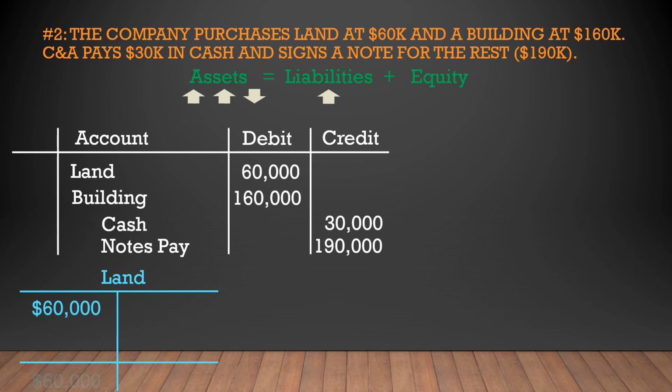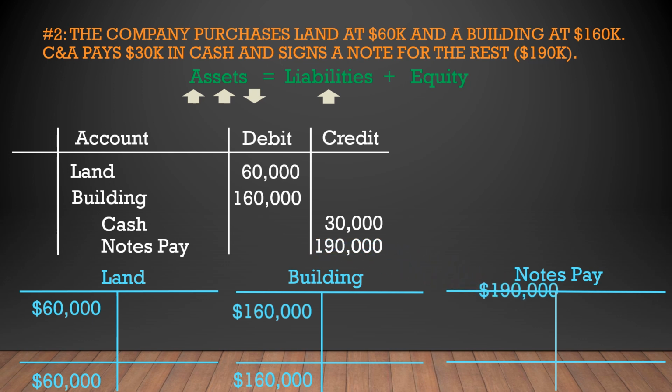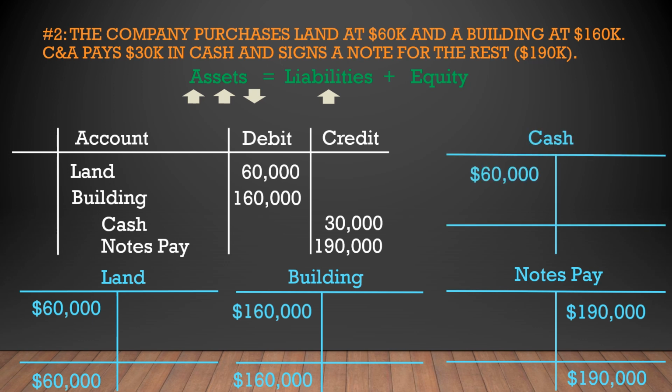Just as before, the amounts in the debit column go in the left side column, and the amounts in the credit column go in the right side of their respective T account column. Note how the cash balance will update after its posting. We had a $60,000 debit balance, but after booking a credit of $30,000, it now carries a $30,000 debit.